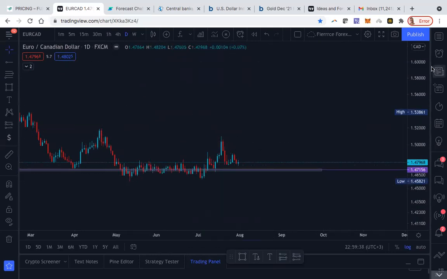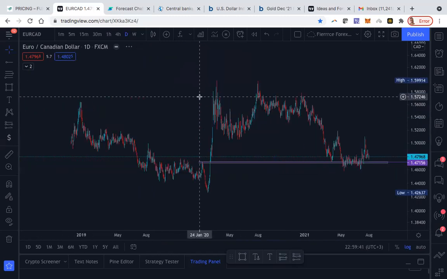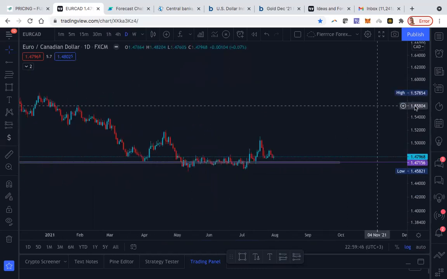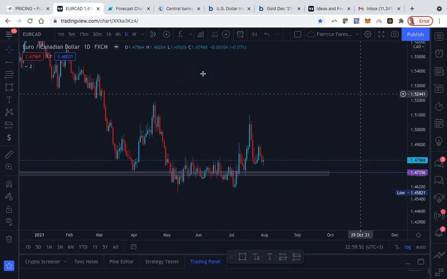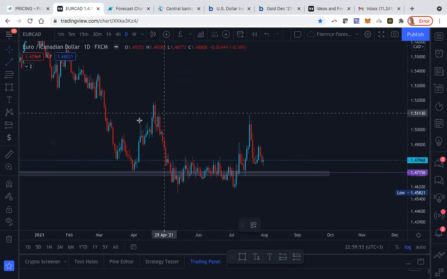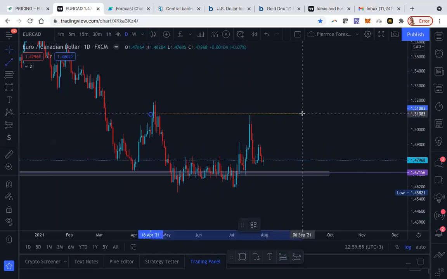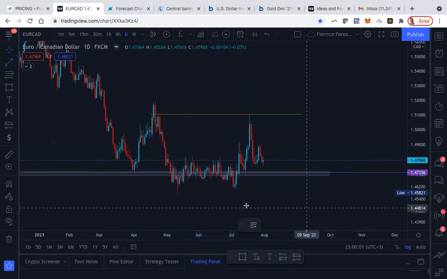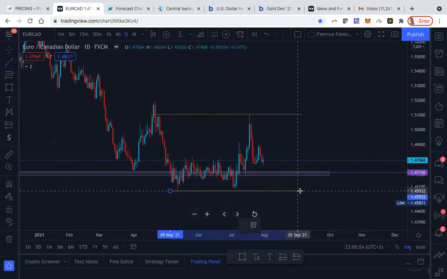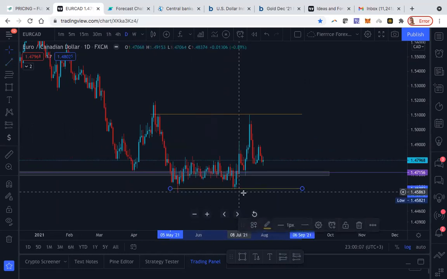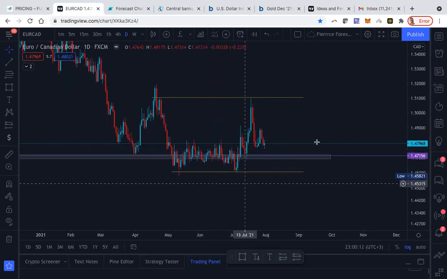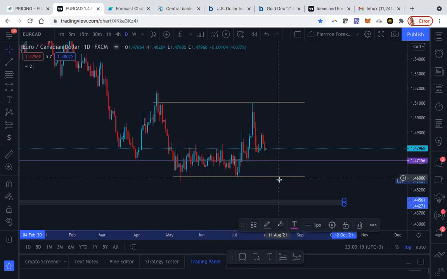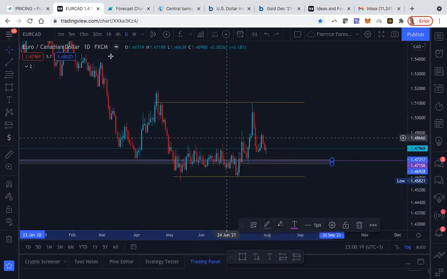We may continue pushing lower. But again, I will wait to see how the market looks when it opens up. For me, these are interesting levels. I feel like we are going to shift lower.